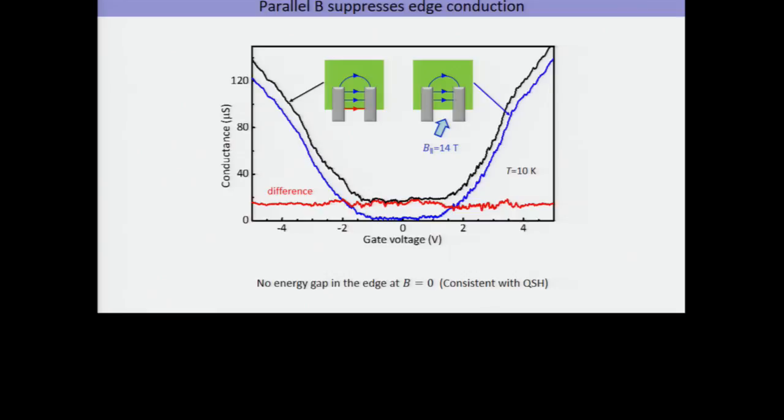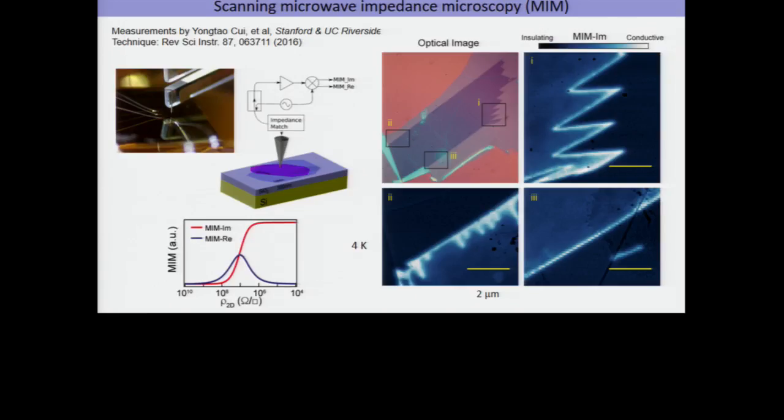Okay. Oh, whoops, there's another figure. Now, if you're not yet convinced it's edge conduction, hopefully this will convince you. We collaborate with Yongtao Cui at UC Riverside. He started the measurements at Stanford where they developed this technique, and he's now set it up himself at Riverside. He uses scanning microwave microscopy, or MIM, microwave impedance microscopy, where you basically have this metal tip you position above the sample and you measure the reflection of radio waves or microwaves from that tip. And it tells you about the impedance of the sample right underneath it.